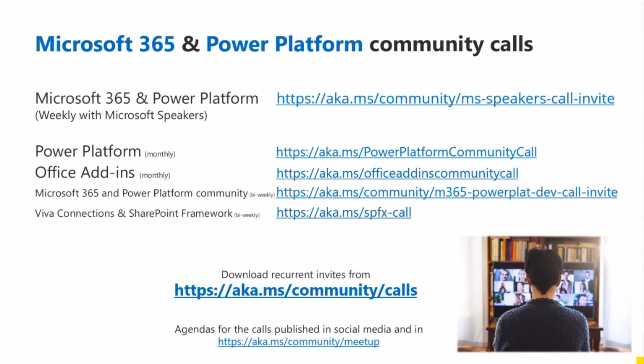Then we've got our Power Platform monthly call, which is coming up right in the middle of next month in October. It's the third Wednesday of every month. It's going to be right after the Power Platform Community Conference, I should say. So we're going to have some cool updates there. And then, of course, our Office add-ins and our sibling calls, Microsoft 365 Power Platform Community, which you are on now, and our Viva Connections SharePoint Framework. You can get access to all the calls at aka.ms/community/calls. So go get them, add them to your calendar with those ICS invites, and we will see you at all of them.